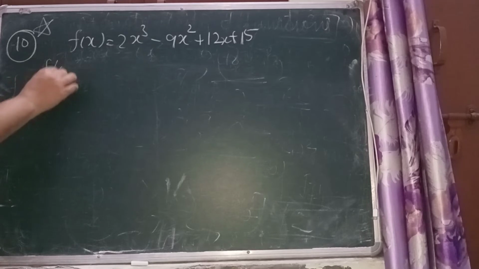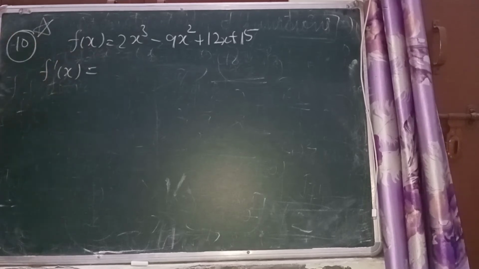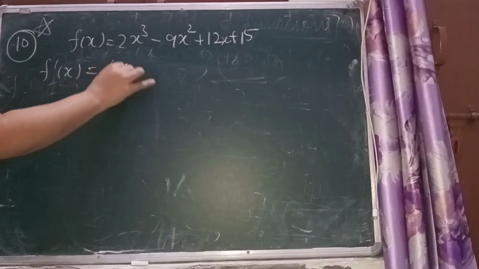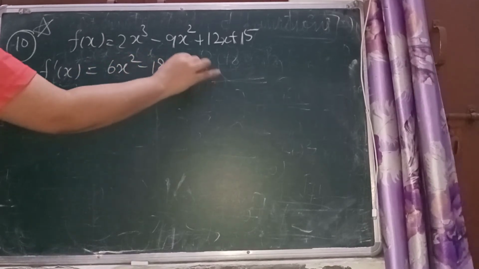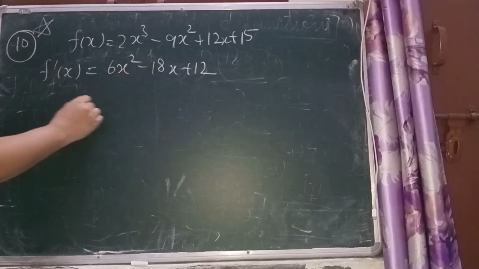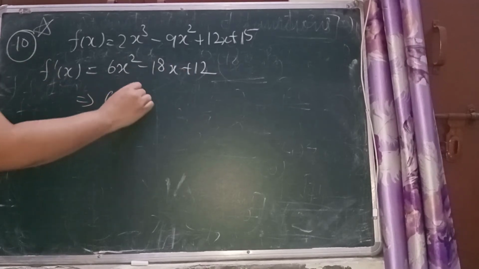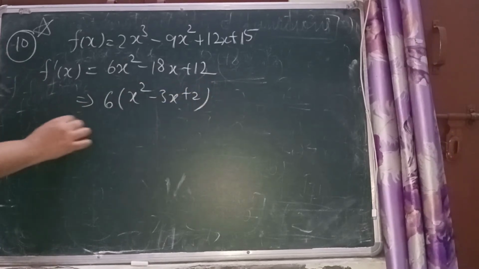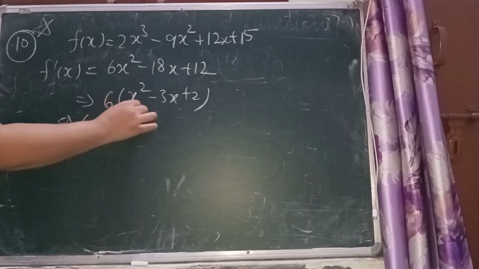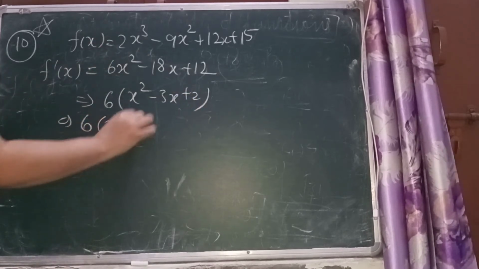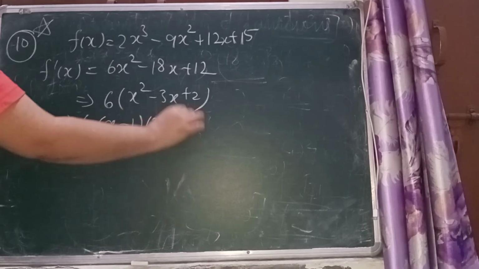The first step is to find the differentiation, as in the last topic. So it will be 6x square minus 18x plus 12. Then we have to factorize it. When I do factorization, I'll take 6 common: x square minus 3x plus 2. Then it will be x square minus 1x minus 2x plus 2. That means, shortly, I can write it as (x minus 1) and (x minus 2).